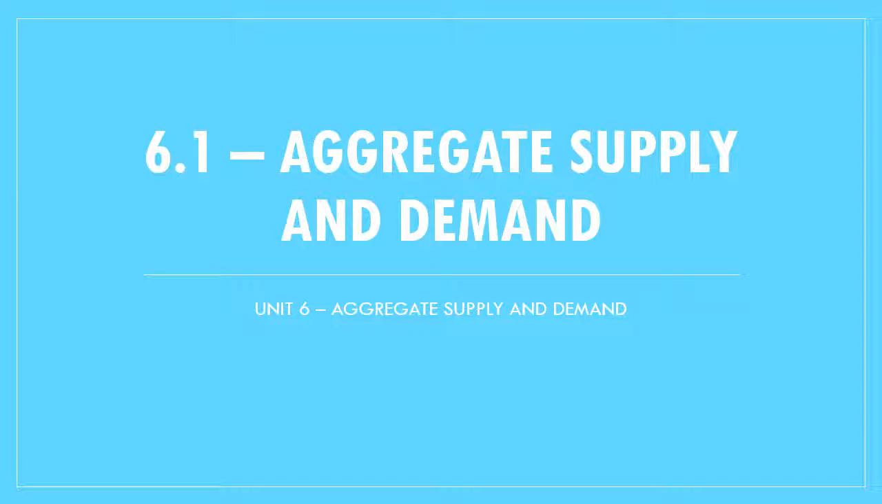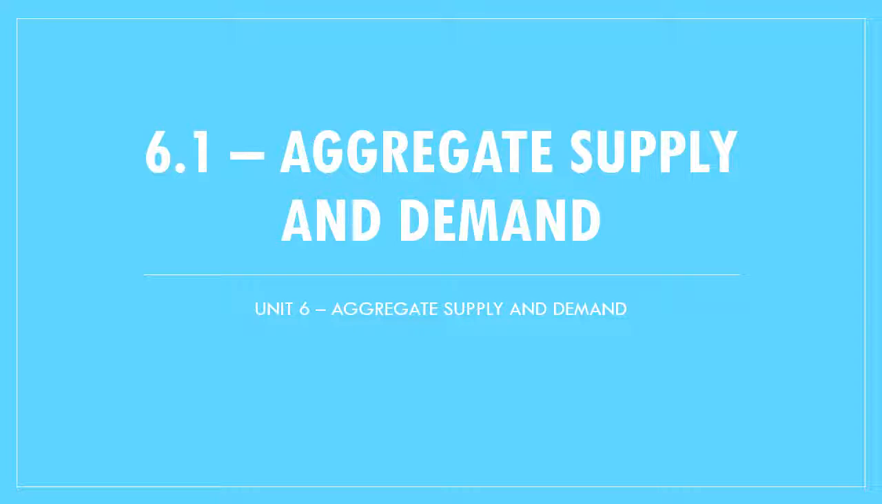All right, everyone, we are getting into Unit 6, which is about aggregate supply and aggregate demand. And so within this unit, there's kind of just three main parts to it. First of all, we're going to introduce aggregate supply and aggregate demand. And as you can tell from the title, it is going to build off of our stuff from Unit 2 with just regular old supply and demand.